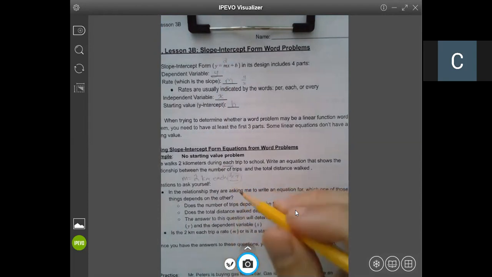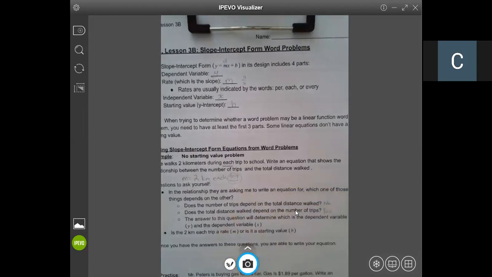So in this case, we should know then that our independent variable is the number of trips, and our dependent variable then is that distance. Okay? Does everybody follow that? Give me a thumbs up if you're with me on that. So this is telling us whatever number is here, or whatever wording is here after each or every or per in that rate is telling us the independent variable, and then the other is our dependent.